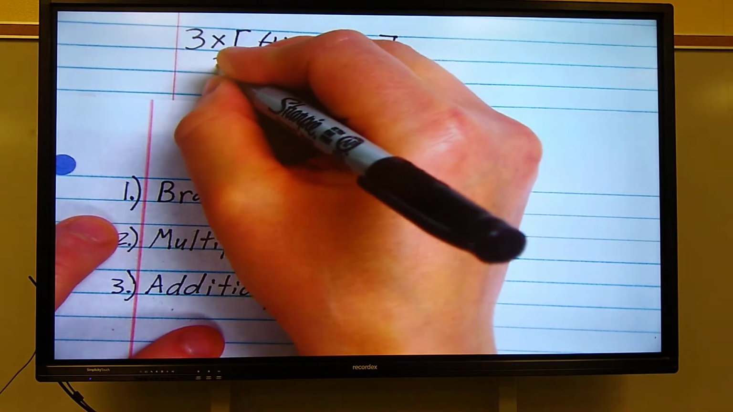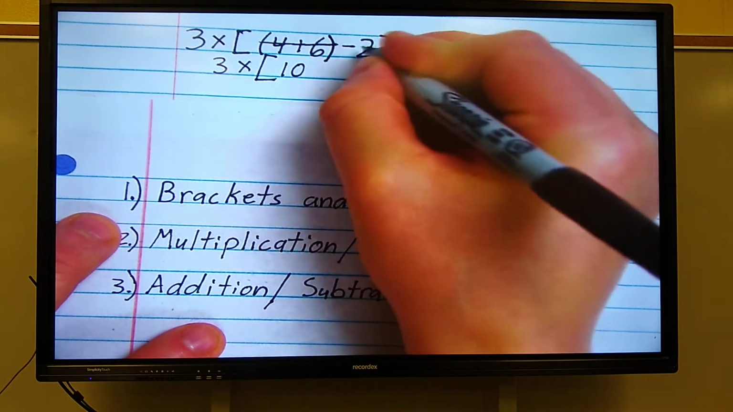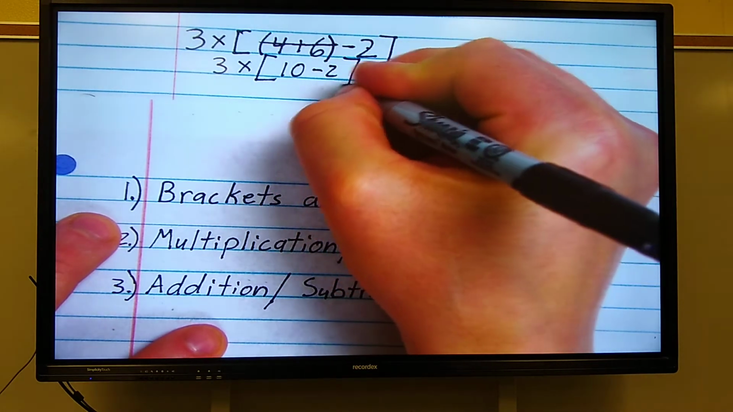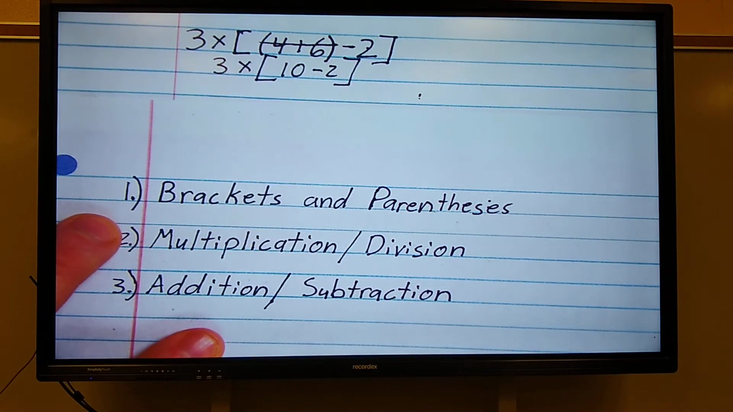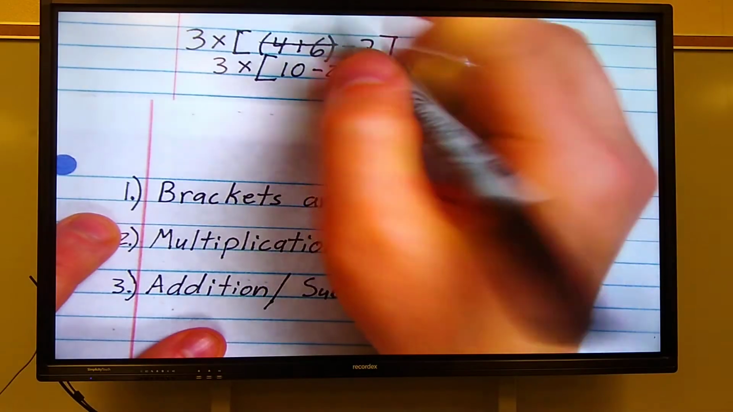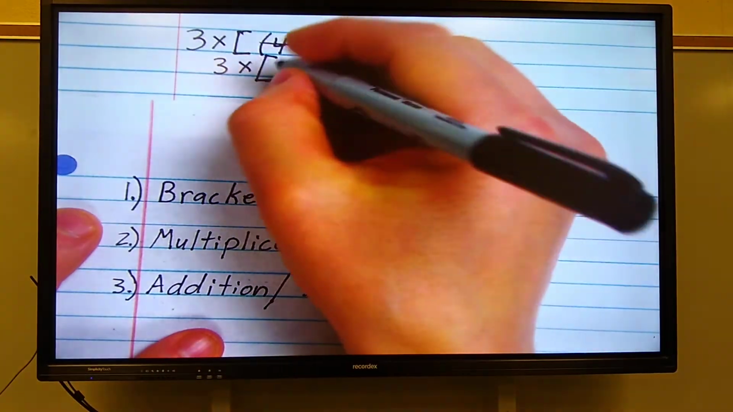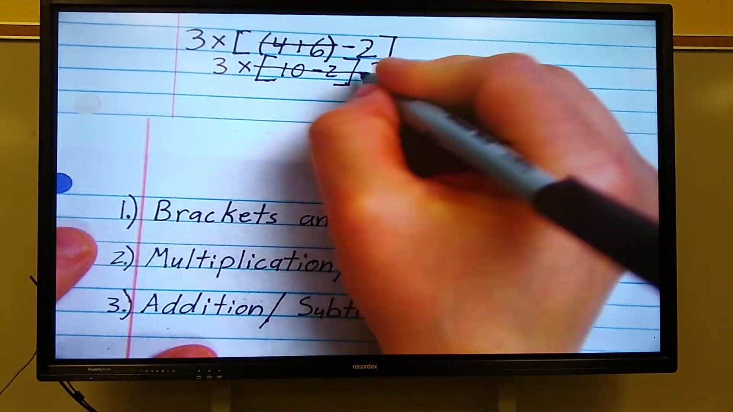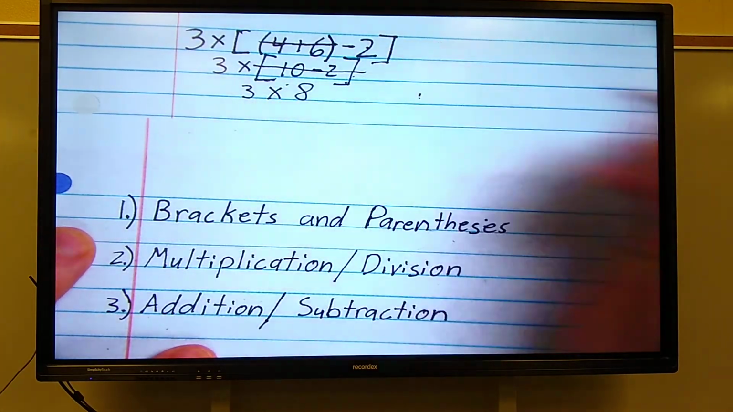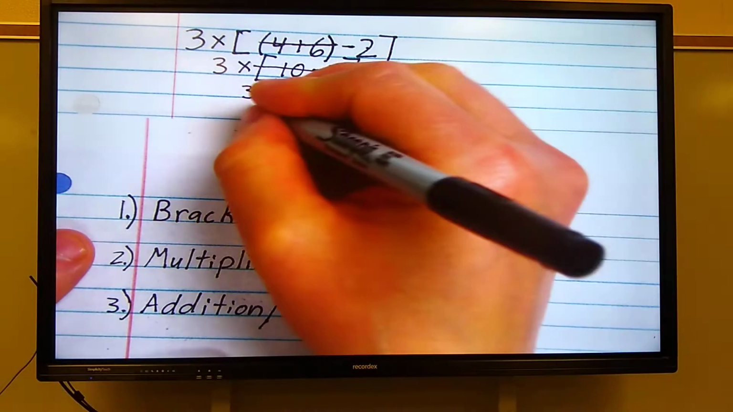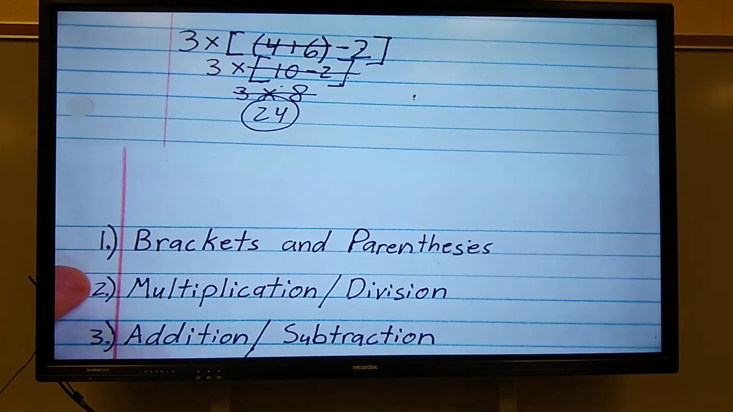Now, watch what I do. 3 times brackets, 10 minus 2, brackets. I do not get rid of the brackets until I have done everything inside the brackets. So now I got to do this first, 10 minus 2, which is 8. Now I can get rid of the brackets because I've done everything in the brackets. So it's 3 times 8. And there's only one thing left to do. Multiply 3 times 8. My answer is 24. And there you have it.